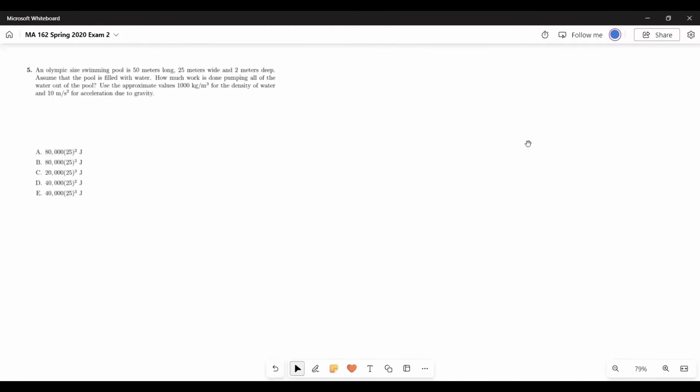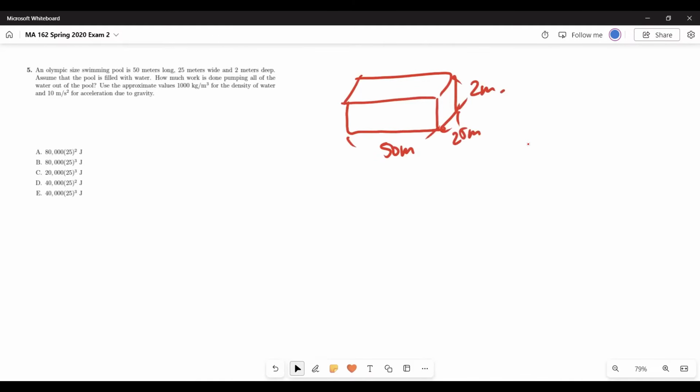Okay, so this question asks how much work is done pumping all of the water out of the pool, and the pool is not a cube, but a rectangular prism. So, okay, let's write it down. The swimming pool looks like a prism like this, and it's 50 meters long, 25 meters wide, and 2 meters deep. It's not an accurate prism, but let's just redraw it. Okay, something like this. Rectangular prism, 50 meters, 25 meters, 2 meters. Okay, and it's filled with water, and we want to find the work.